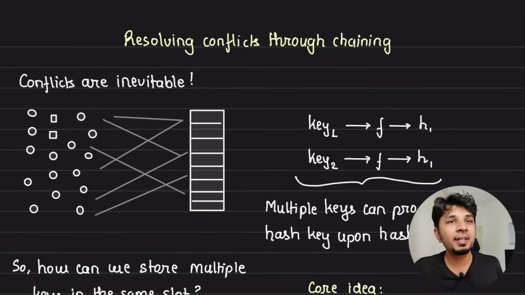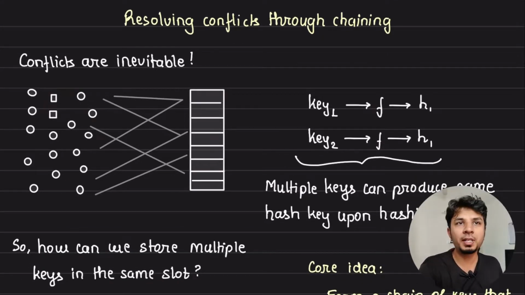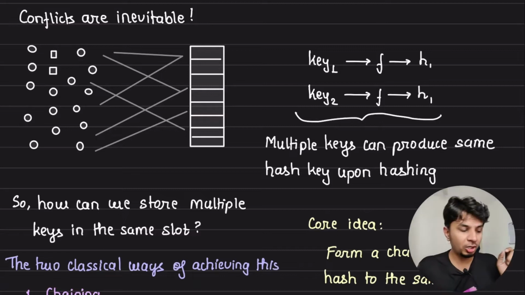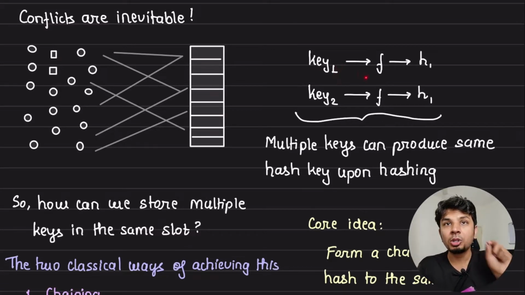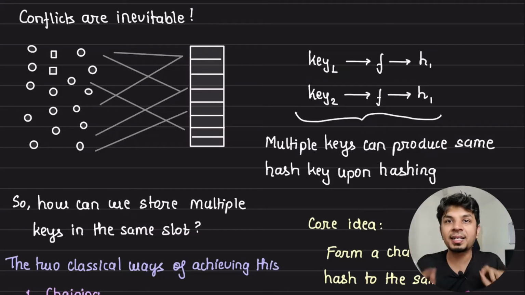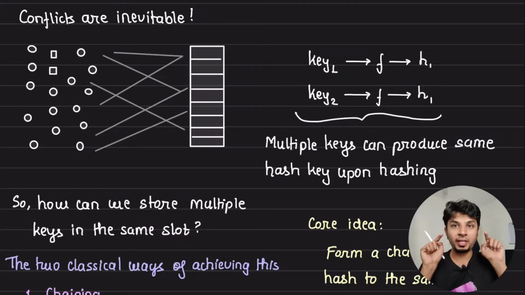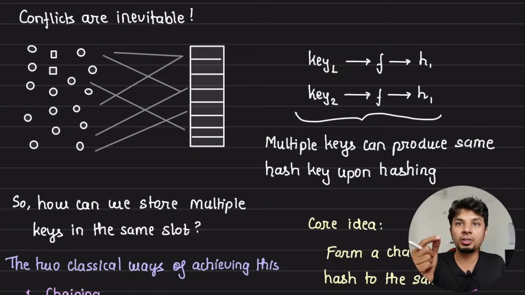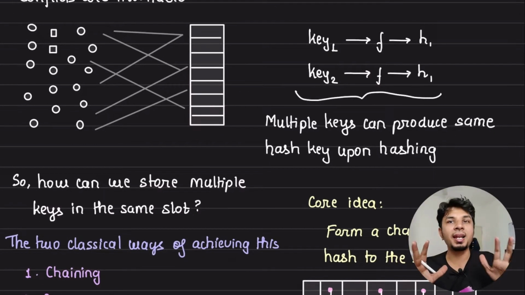So conflicts are inevitable as we are trying to map a huge space of application keys onto a small array of limited size. So why does this happen? This happens because we are passing our key through a hash function which spits out a hash value, right? And there are chances that multiple keys when passed through that hash function would spit out the exact same hash key, which means that both of them are hashed to the same location, which means they have to occupy that same slot.